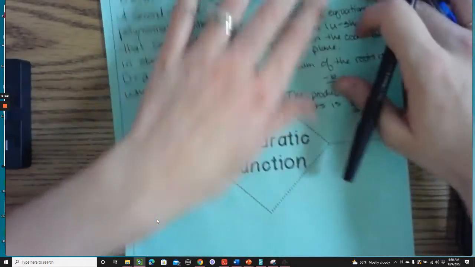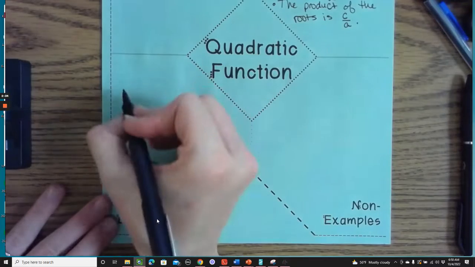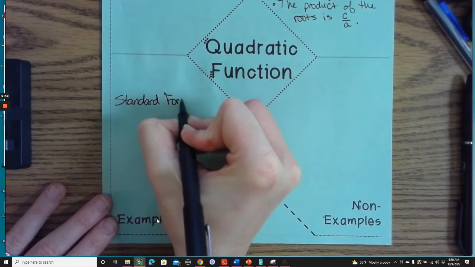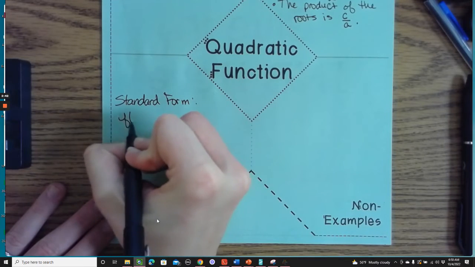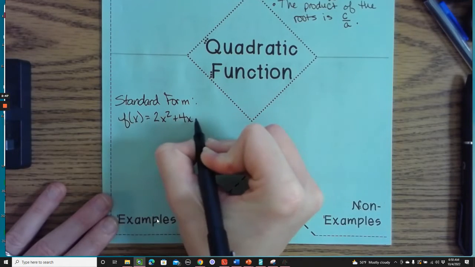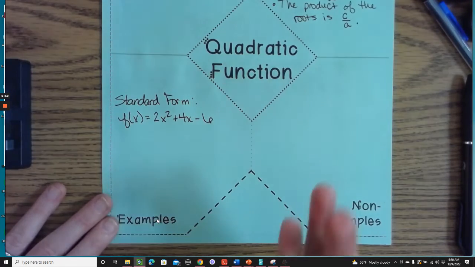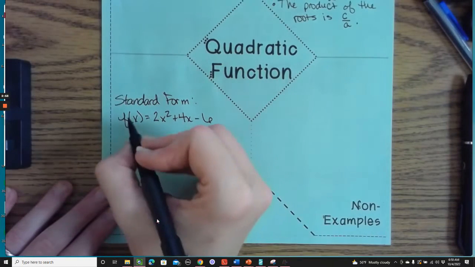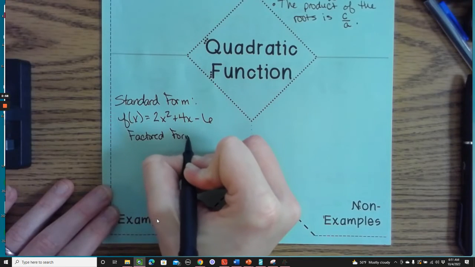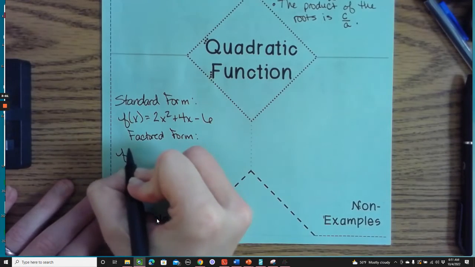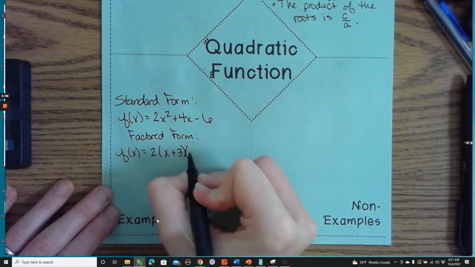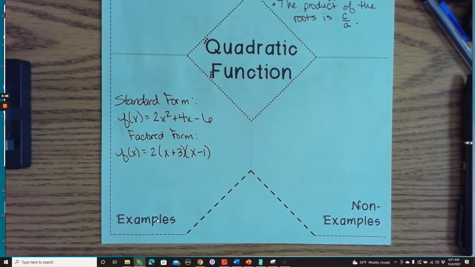Okay, so examples. So in standard form, we might see f of x equals 2x squared plus 4x minus 6. Now we can take that same function and we can write it in factored form. And it would be f of x equals 2 times x plus 3 times x minus 1. Same function, just written in a different form.